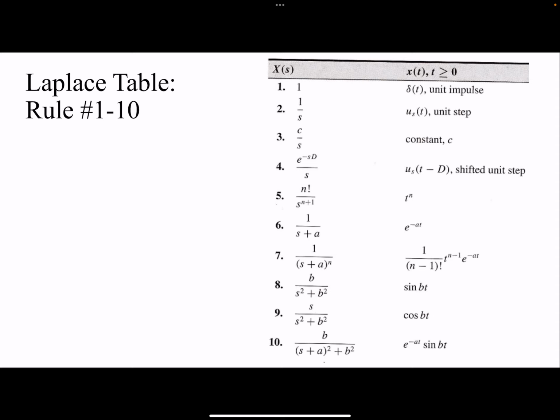And this is a Laplace table. I broke it down into 2 so we can see it better. It's the rule number 1 to 10. So this column is the time domain, and this one is the Laplace domain. You can see if you have this form of fraction, what would be the time response of that. So we take a Laplace, we rearrange our equation, and then we take a Laplace inverse. That's the process of Laplace inverse when you go from Laplace to time domain.